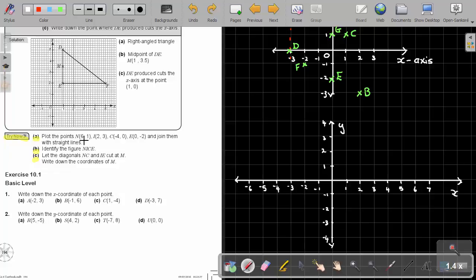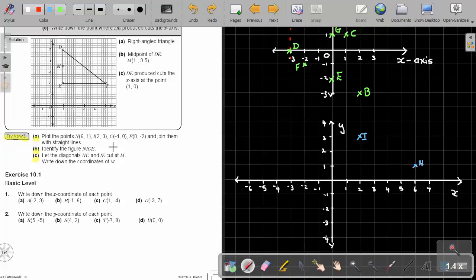So plot the points 6 and 1. So remember, just go to, we're going to use another color, blue. 6, here is 6, and here is 1. And where they intersect, we make a small cross, and we call it N. And then I, 2 and 3, we make a small cross, and we're going to call it I.